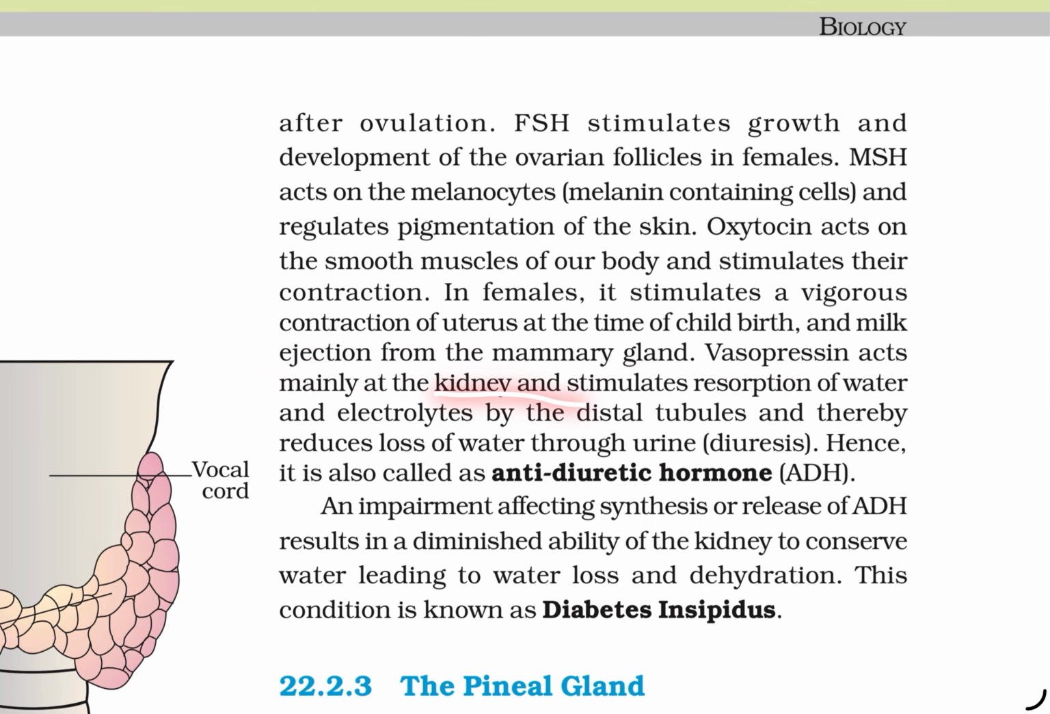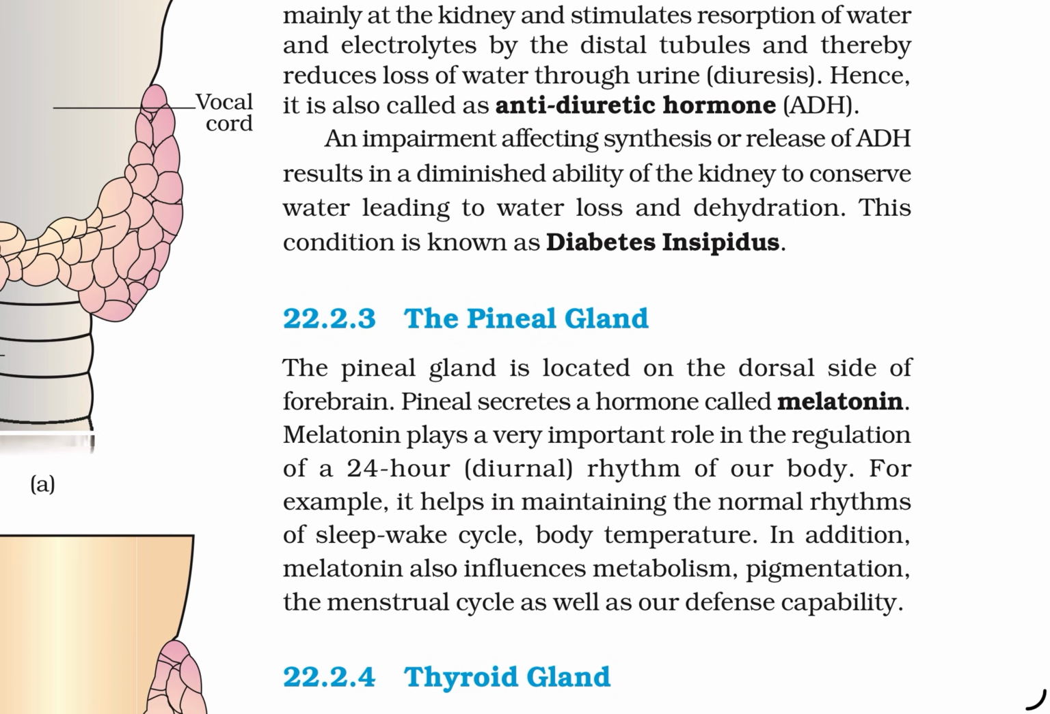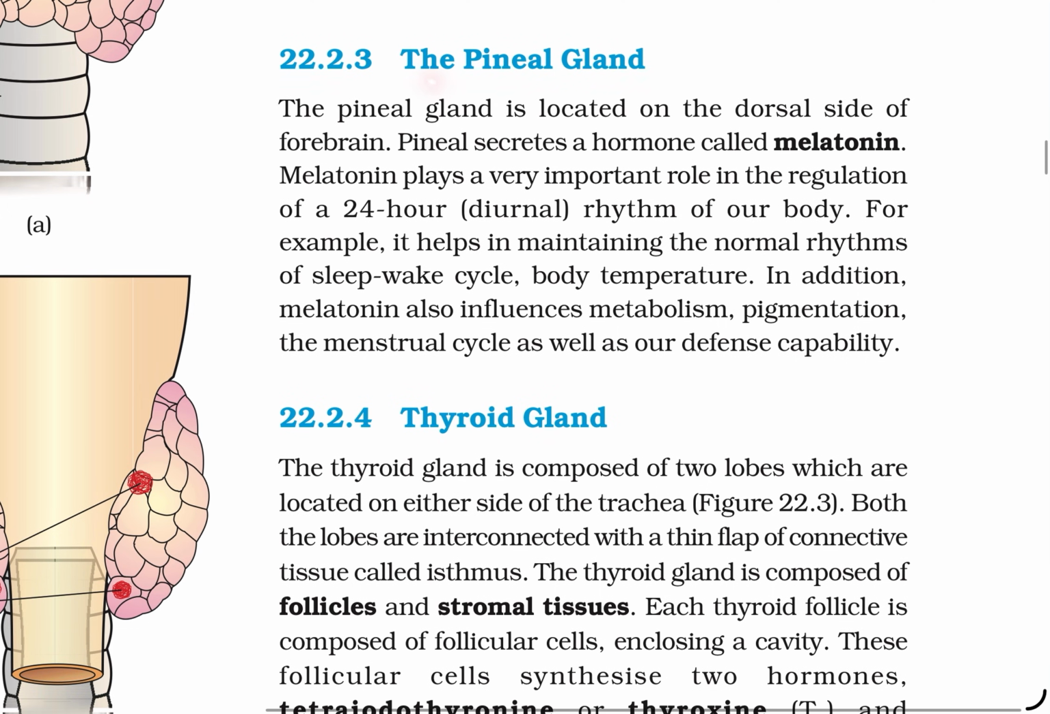The vasopressin acts mainly on the kidney and stimulates the reabsorption of water and electrolytes by distal tubules, thereby reducing loss of water in the urine, diuresis; hence it is also called antidiuretic hormone. An impairment affecting the synthesis or the release of ADH results in a diminished ability of the kidney to conserve water and leads to water loss and dehydration. This condition is called diabetes insipidus.